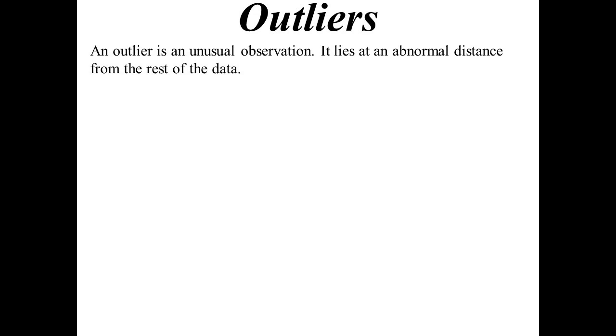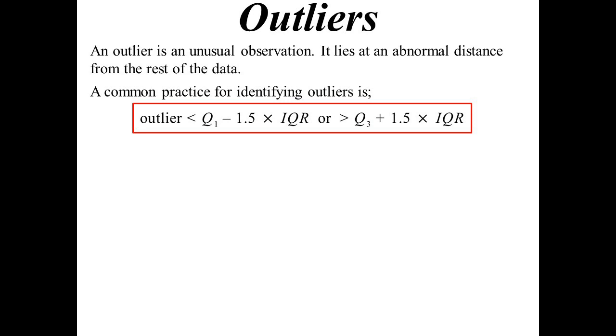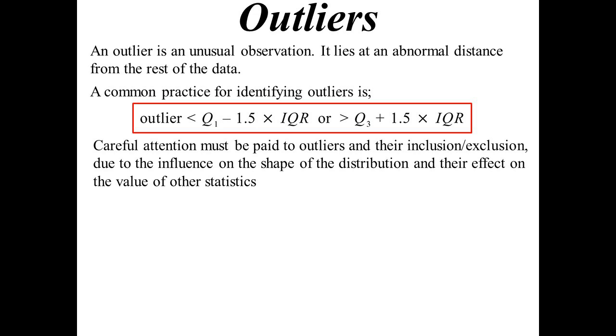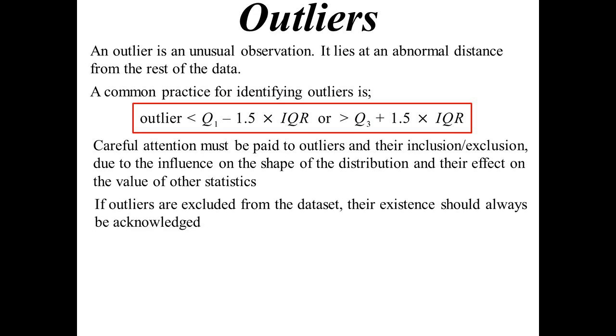So if you've got data that's an abnormal distance from the rest of the data, how do you identify one? Well, here's a common way of doing it. It's basically 1.5 times the interquartile range. If it's further than that distance away from Q1 or Q3, we say it's an outlier. So you've got to pay close attention to that. If you're using this information and presenting it to someone, you need to let them know that there were outliers there and you've decided to include them or exclude them, because it is going to affect your results. If you do exclude them, as I say, the existence of those outliers should be acknowledged.